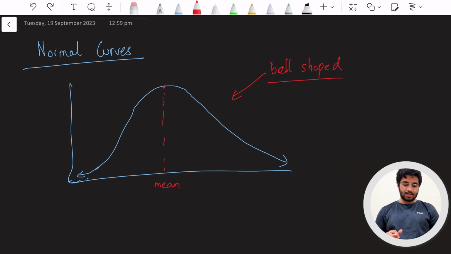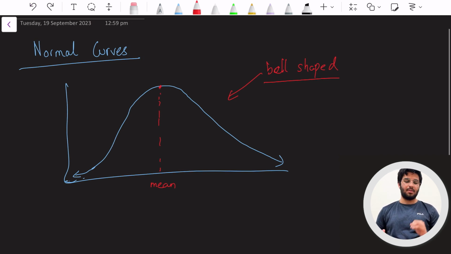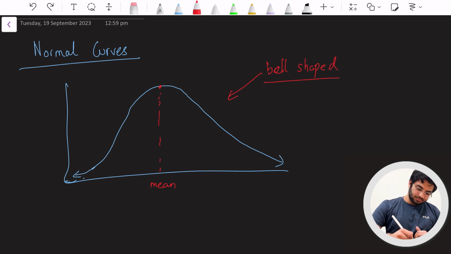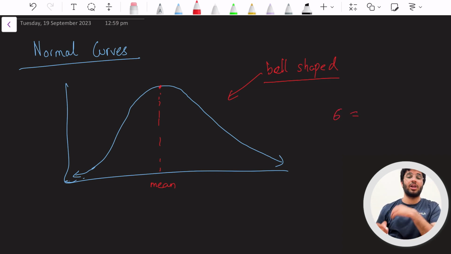Another thing is that the standard deviation plays a massive role. Since you've graphed everybody in the school, the standard deviation basically tells you how spread out the scores are. We already know the definition: it tells you how far everything is from the mean. It tells you what the curve looks like.